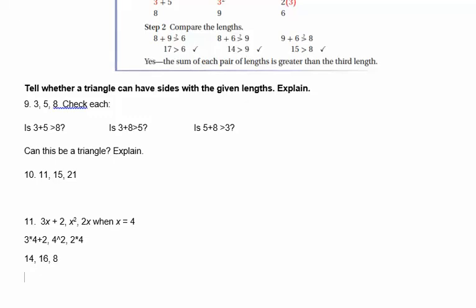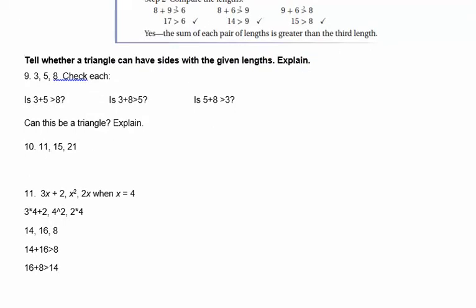We have to check all the combinations. We have to make sure that 14 plus 16 is greater than the third side, 8. Then 16 plus 8 has to be greater than the third side, which would be 14. And we also have to check that 14 plus 8 has to be greater than 16. So we want to see if each of these are true.